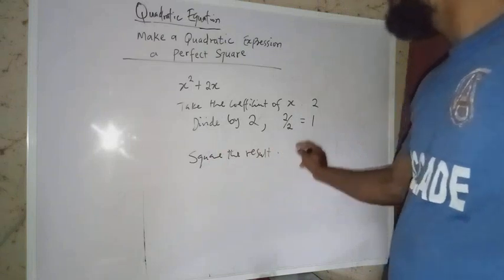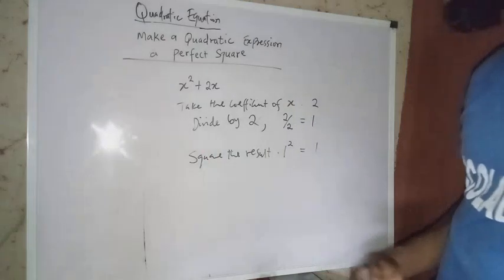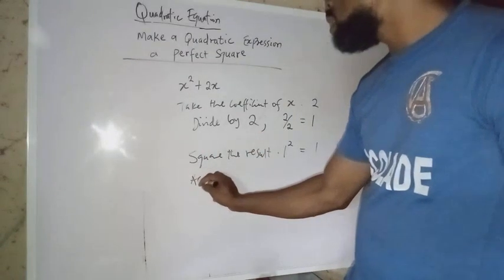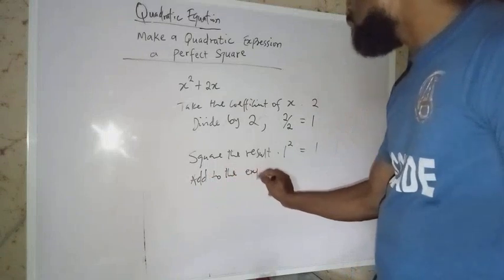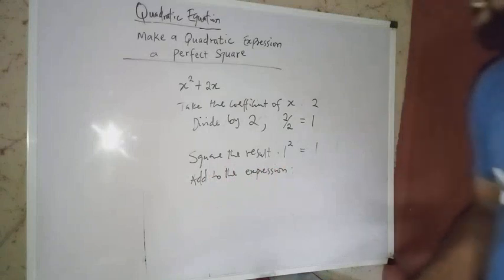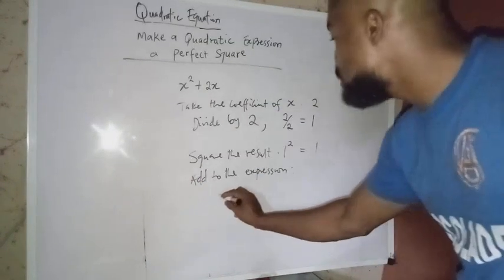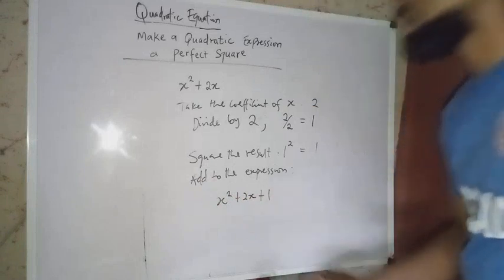Square the result. What's the result? The result is 1. So when we square it, we still have 1. Then add it to the expression. So in adding to the expression, this will become x squared plus 2x plus 1.